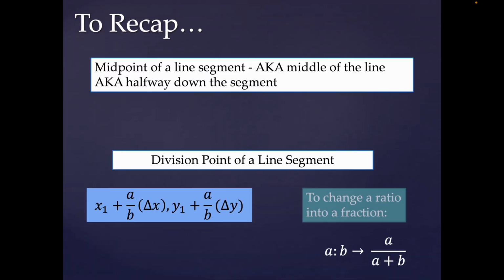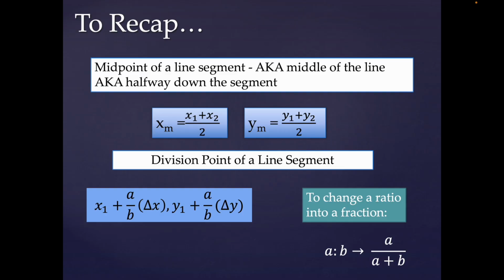So just to recap, the midpoint of a line segment, or the middle of the line or halfway down the line segment, the rule for this is your xm, or the x coordinate of your midpoint, is x1 plus x2 divided by 2, and your coordinate for the y on your midpoint is y1 plus y2 divided by 2. The second thing that we looked at is the division point of a line segment using the following rule, which we did examples of, and do not forget to change a ratio into a fraction because that is what the a over b stands for inside this formula.